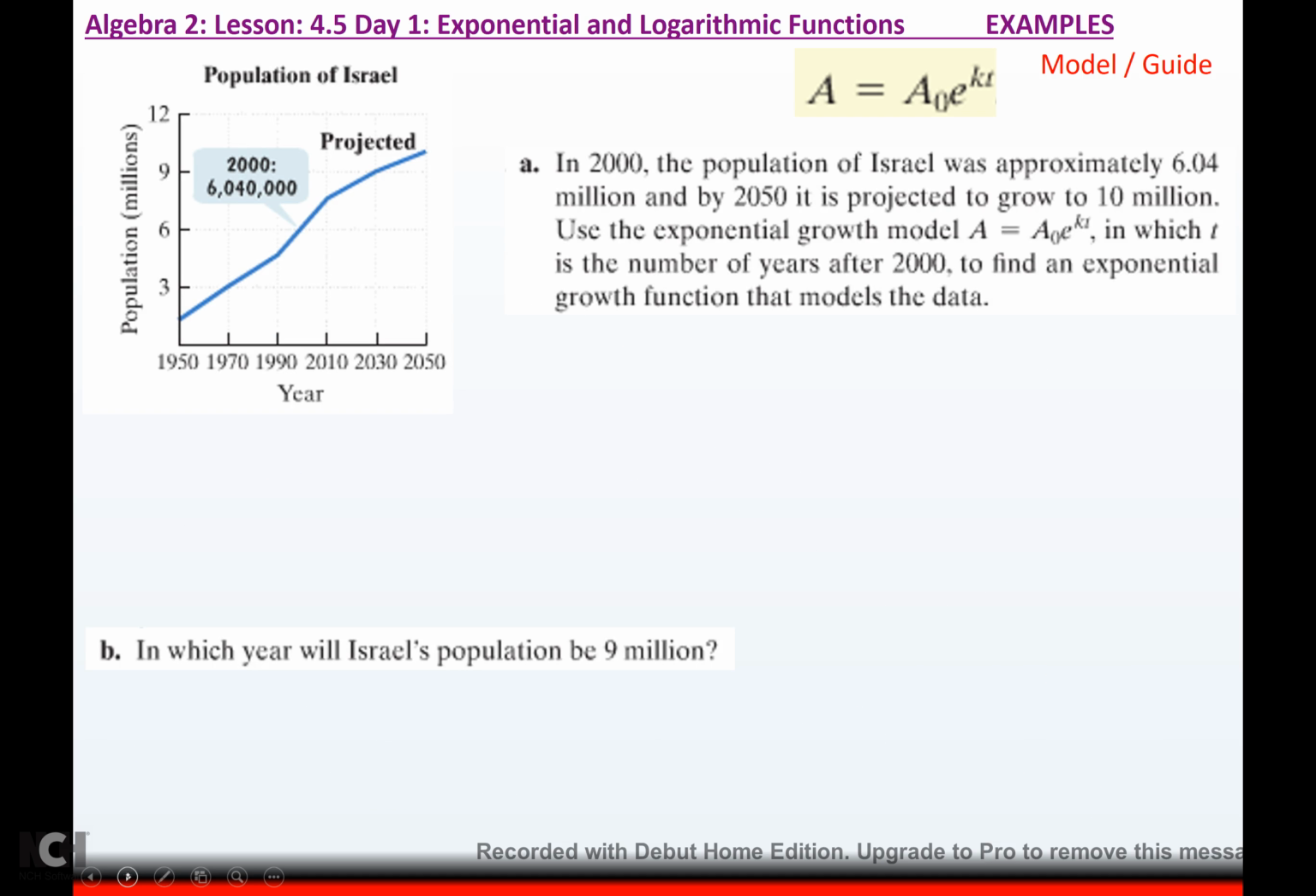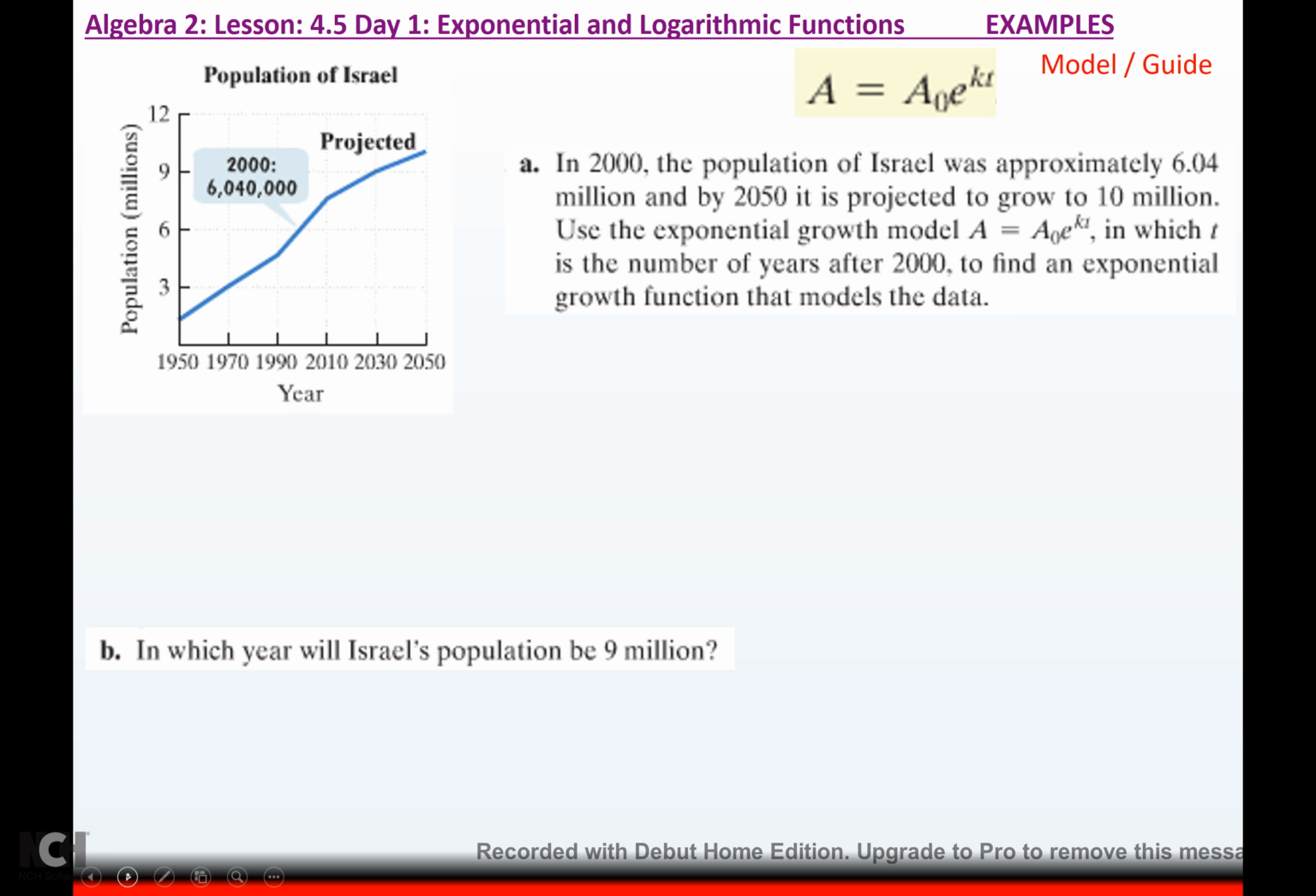In 2000, the population of Israel was approximately 6.04 million, and by 2050, it is projected to grow to 10 million. Use the exponential growth model, A equals A sub naught e to the kt, in which t is the number of years after 2000. Find an exponential growth function that models this data.